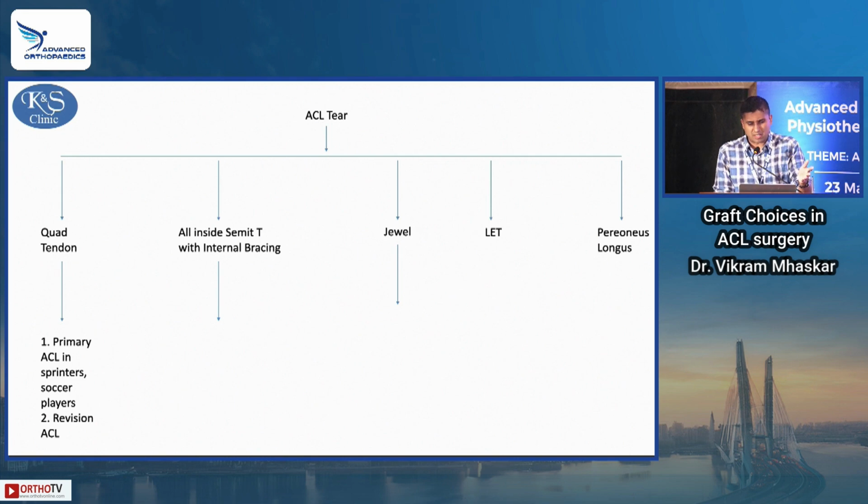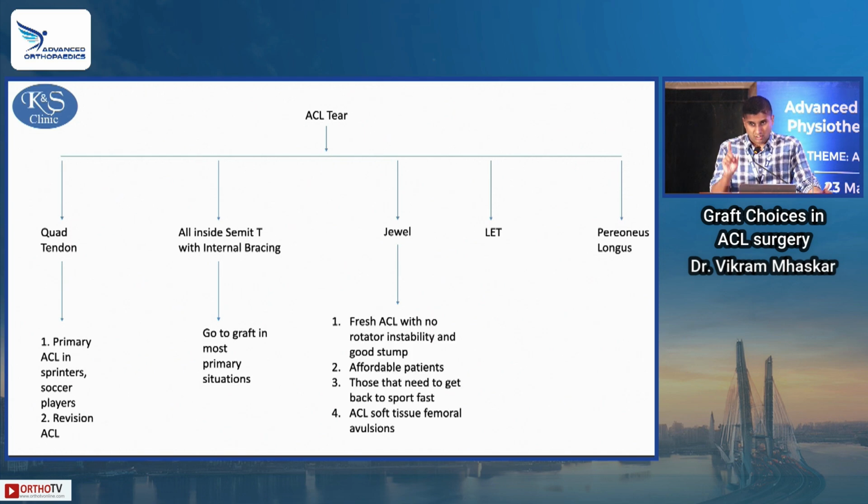All-inside semi-T with internal bracing is my go-to graft in most of my primary ACLs when I'm using an autograft. Jewel, which is the artificial graft: fresh ACL with no rotatory instability and a good stump. Affordable patients, of course, and those that need to get back to sport fast. And ACL soft tissue femoral avulsion. So I used to do a lot of primary ACL repairs, but now I felt I've at least got another seat belt along with my repair, not depending on only it healing. This gives that stability part of it.